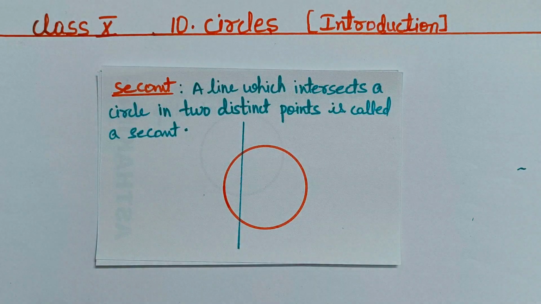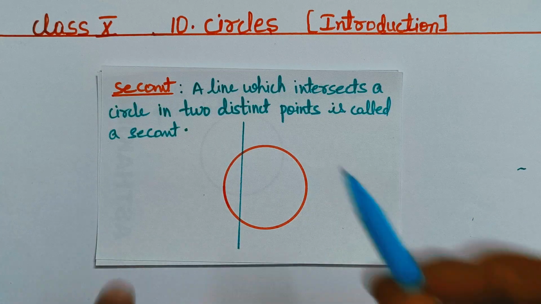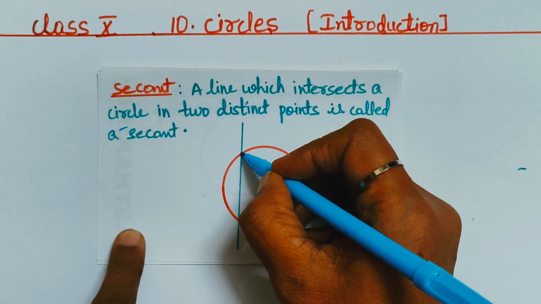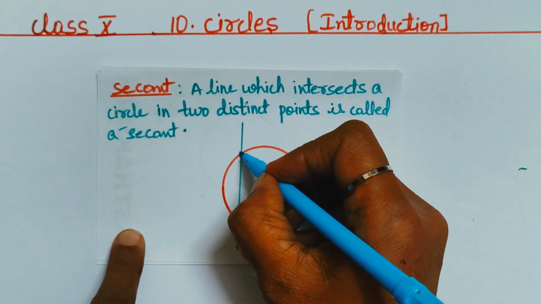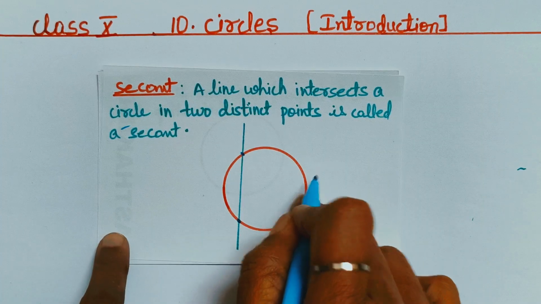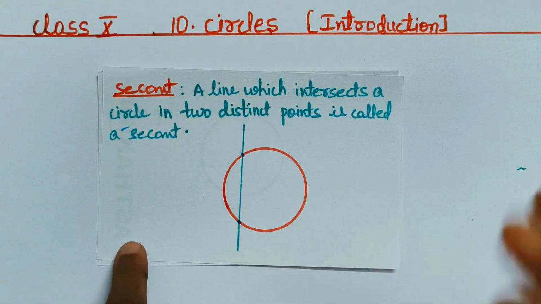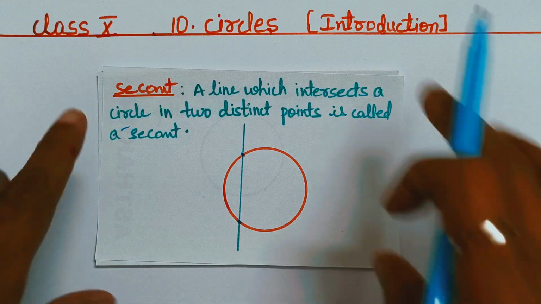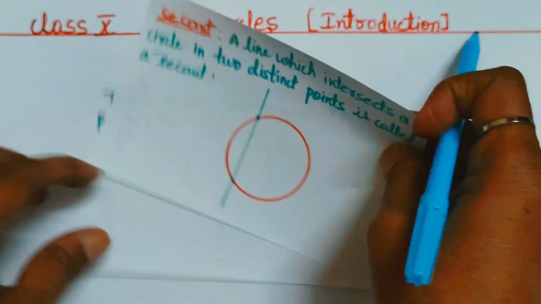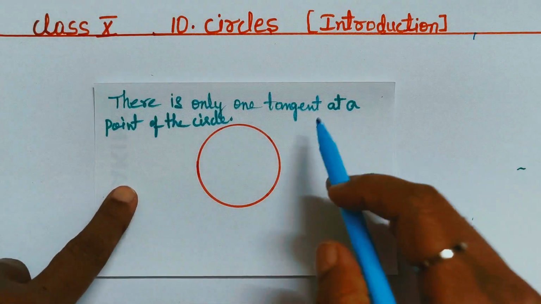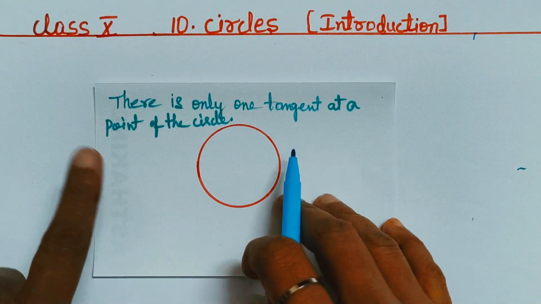Next we will go to secant. What is a secant? A secant is a line which intersects the circle at 2 distinct points. It is meeting at 2 distinct points. This is called a secant. A line which intersects the circle at 2 distinct points is called a secant. Now see here. One more point you have to keep in your mind. There is only one tangent at a point of the circle.